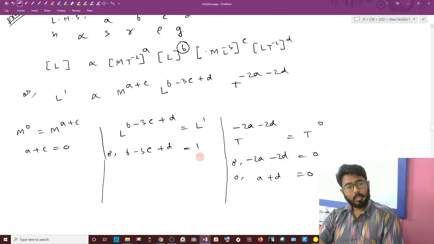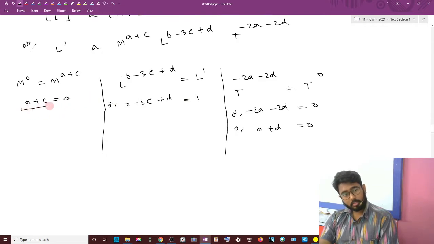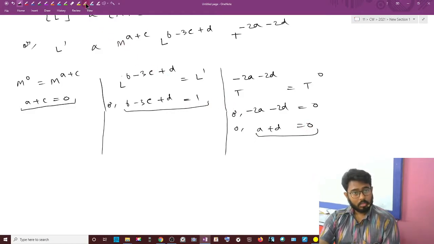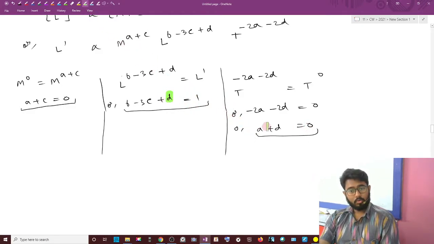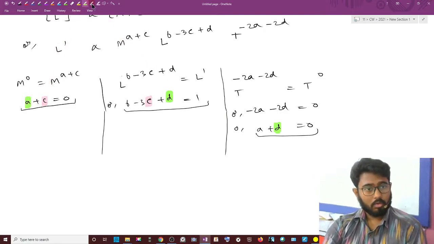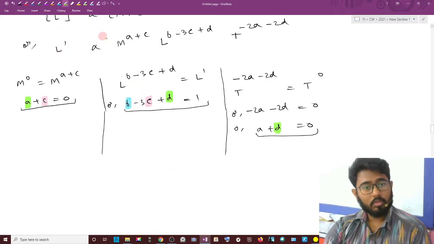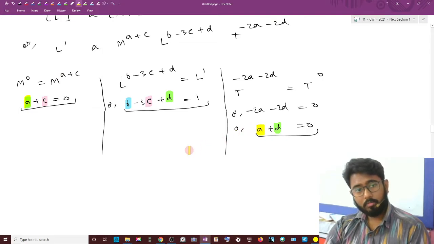Now see, it will become troublesome to do a numerical like this one, because we have three equations, but we have four unknowns. So how will we do this one? It will become very troublesome.